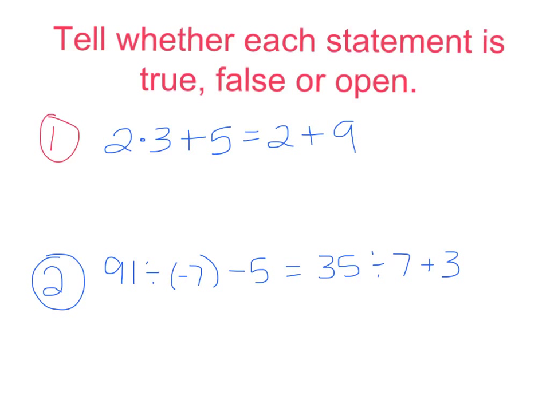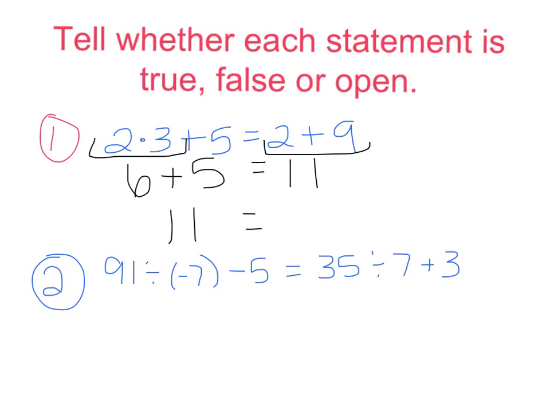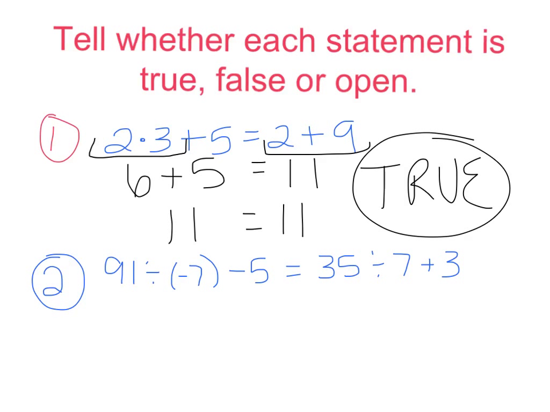So first of all, on this side of the equal sign, we have 2 times 3 gives me 6 plus 5, and then 6 plus 5 gives me 11. So I'm just going to carry down my equal sign. All I did was work on this side of the equal sign first. Now I move to the other side, and we have 2 plus 9 gives me 11. We can carry that down. So 11 equals 11, which is true. So this statement is true.